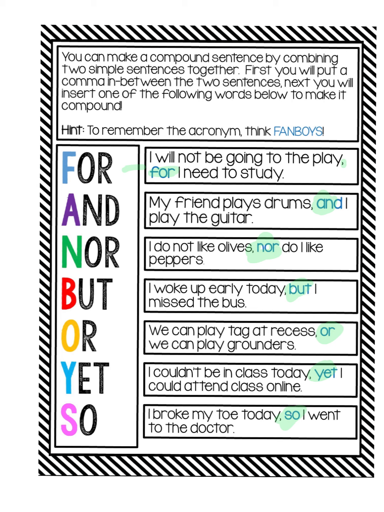Every sentence before the comma and where I highlighted is a complete simple sentence. It could stand alone if we put a period at the end. Everything after the comma FANBOYS word is another complete simple sentence that could stand alone on its own. Those are both called independent clauses because they can stand alone on their own. But if we put them together with a comma FANBOYS word, that's how we get a compound sentence.